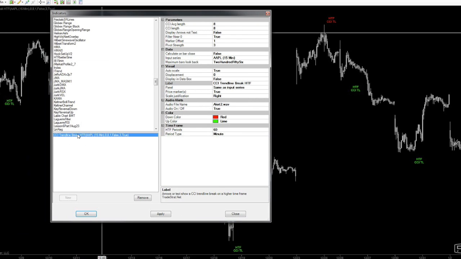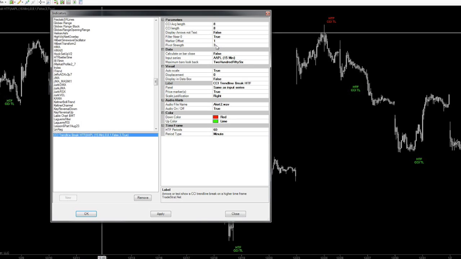You have the same inputs as you do on the CCI Trend Line Break. To access the indicator settings, you just right-click on your chart, select Indicators. So up here you have the CCI average length, the CCI length. You can have it either display text or arrows. I have it display text because my lower time frame has the arrows. The same filter here, you can filter out trades that happen near the zero line, a marker offset, so you can have a certain amount of ticks away from price that the marker gets printed.